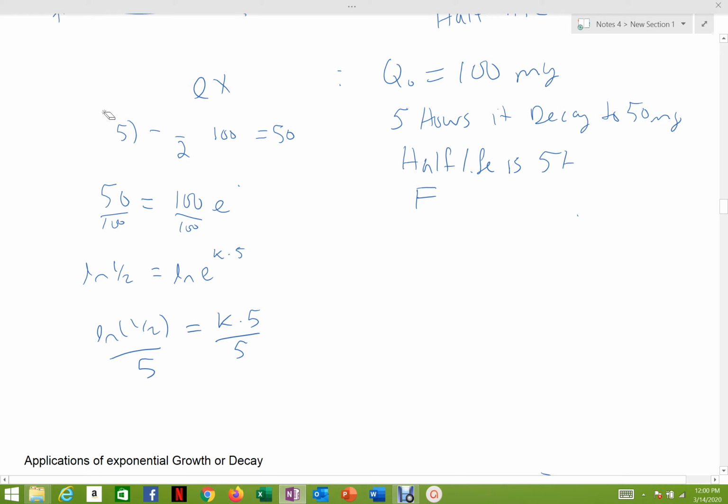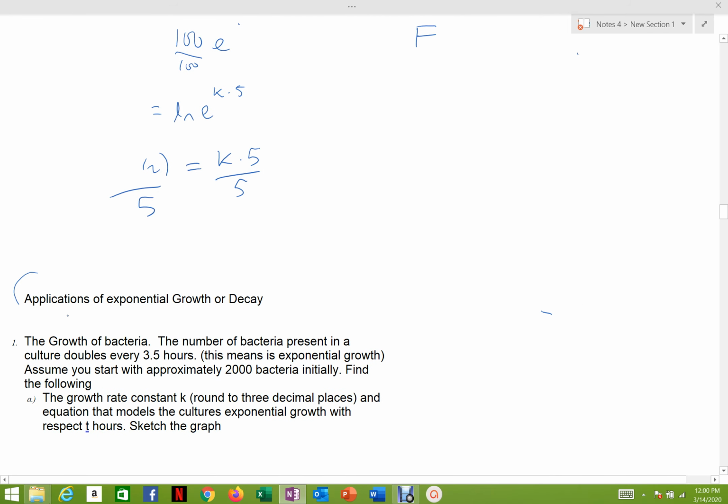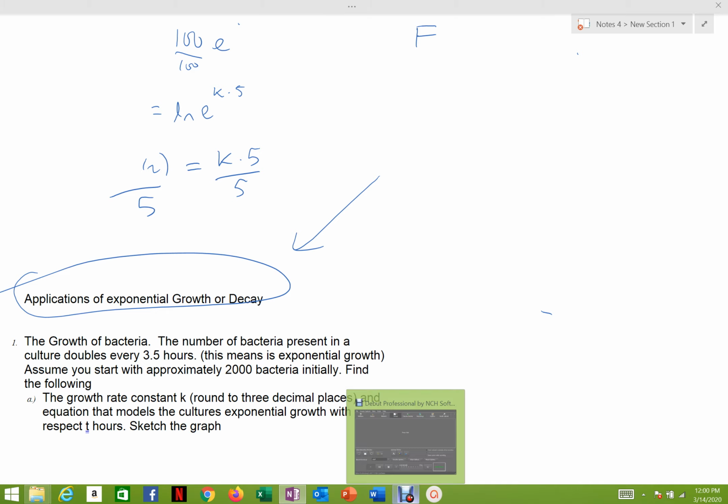Alright, so that's the setup, and that's what we're going to get into on the next one. We're going to start applications of exponential growth and decay, but that will be the next set of notes, and so we are going to stop this lesson there.